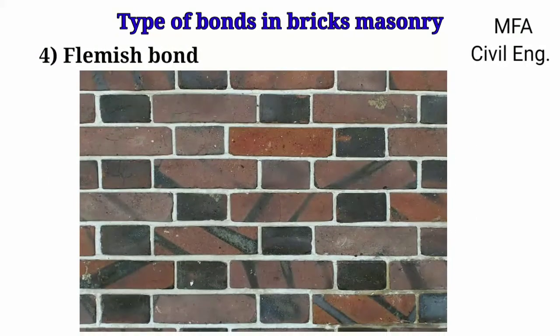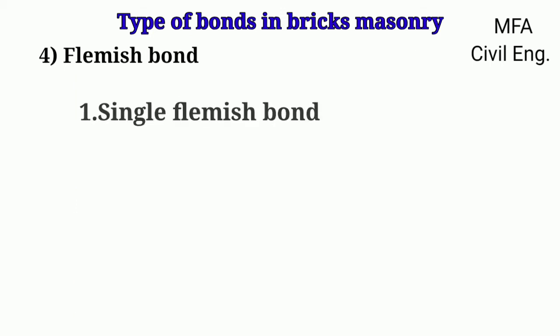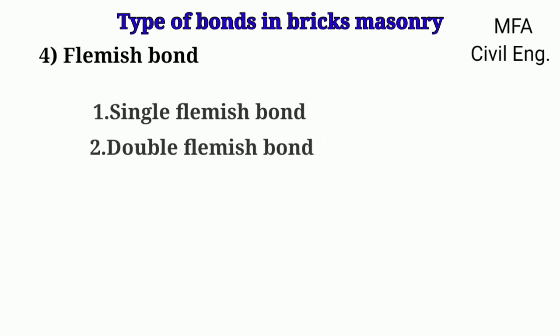In Flemish bond, the arrangement of bonding brickwork is such that each course consists of alternate headers and stretchers. Every alternate course starts with the header at the corner. Flemish bonds are of two types, single Flemish bond and double Flemish bond.